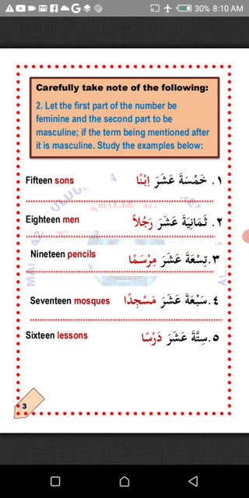Ithnan, number 2. ثمانية عشر رجلا. 18 men. ثلاثة, number 3. تسعة عشر مرسما. 19 pencils. 4, number 4. سبعة عشر مسجدا. 17 mosques. 5, number 5. ستة عشر درسا. 16 lessons. لعلك فهمت. I hope you understand. MashaAllah.